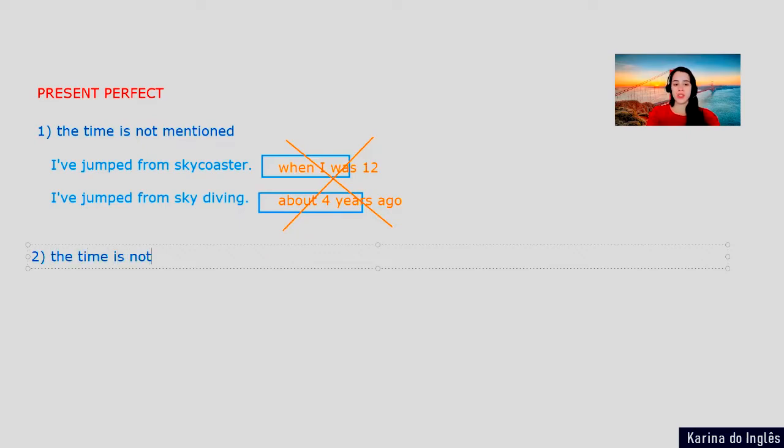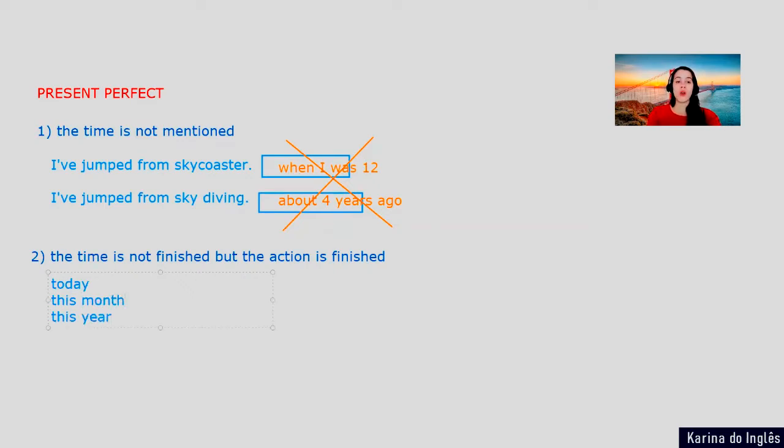When the time is not finished, but the action is finished. What do I mean with this? For example, imagine today, or let's take into consideration this month or this year. So, what have you done today? Oh, well, today I've taken a shower, I've worked, I've taught some classes. And I say today, okay? So you can put today either at the end of the sentence or at the beginning of it.